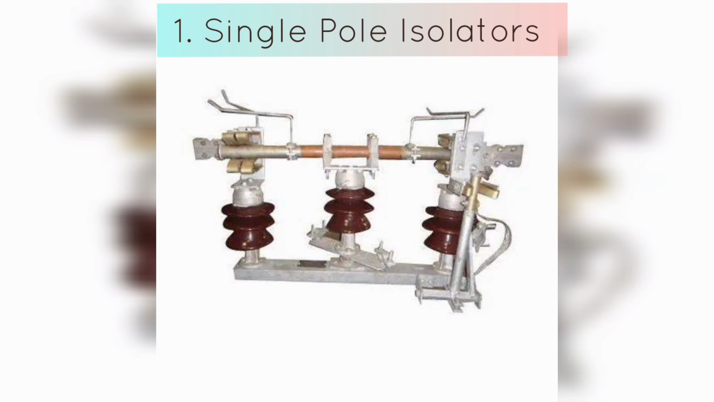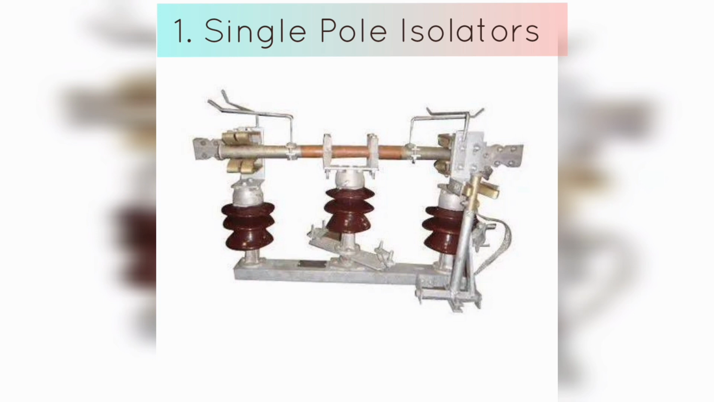A single-pole isolator is an electrical switch that is designed to isolate one phase of a three-phase system. It consists of a single insulator and switch assembly and is used in applications where only one phase needs to be isolated. The main function of a single-pole isolator is to provide a means of disconnecting electrical equipment, such as transformers, circuit breakers, and capacitors, for maintenance or repair. It is typically installed in a substation or switchyard and is operated manually or through automation.